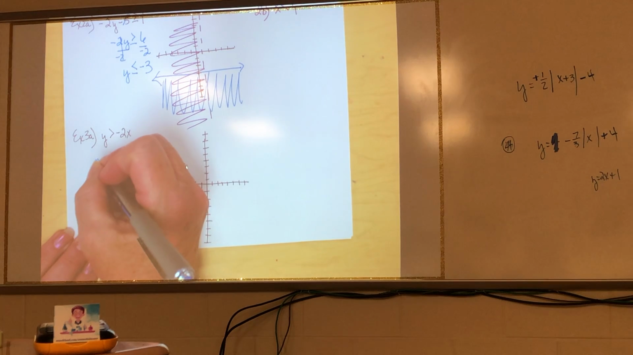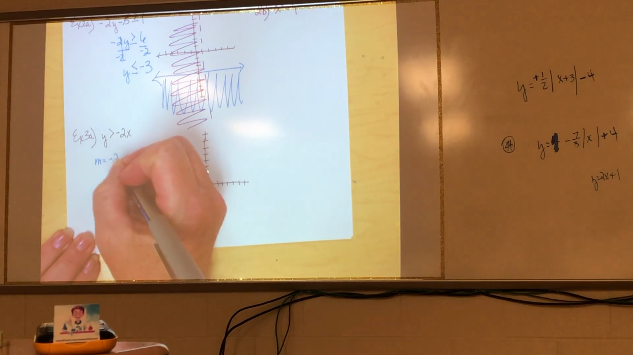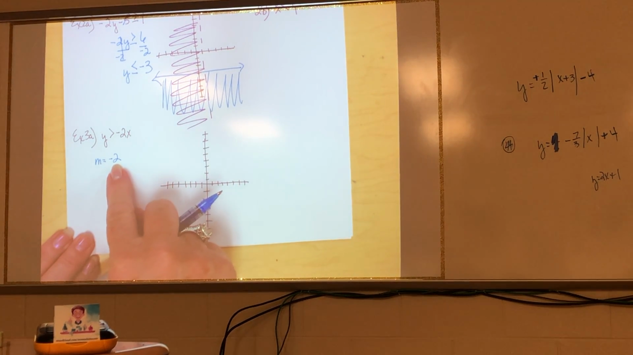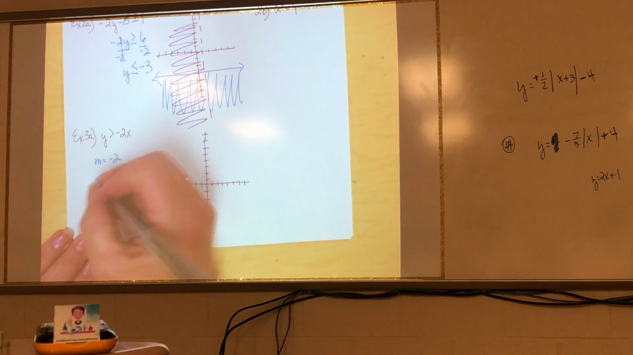What's my slope? It's -2. Miss Davis said that if you have a negative slope, you're more likely to miss that one. So right now I need to be on point, paying attention. I need to check and make sure my line's going down. What's my y-intercept? 0.